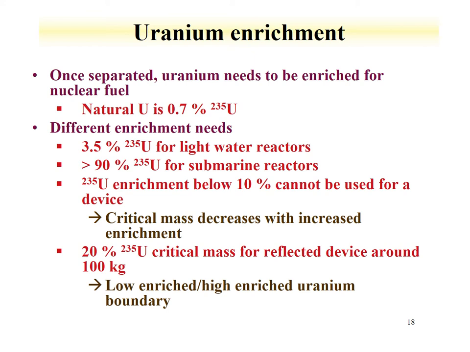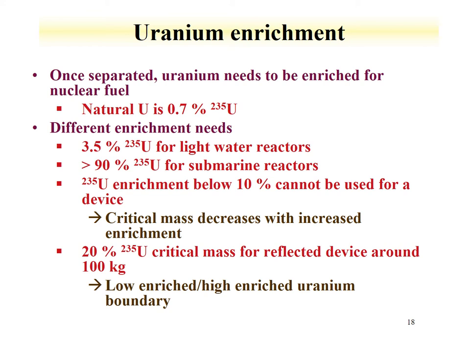Right, so we went over how to separate uranium from the ores and how to purify the uranium from those ores. Now we have a system where we need to enrich our uranium. If we remember, natural uranium is only 0.7% uranium-235. Depending upon what the needs are, for instance, a light water reactor, where we need 3.5% enriched uranium-235, or for a submarine reactor, over 90% enrichment, a process is going to need to be used that takes that uranium from 0.7% uranium-235 to the desired percentage of uranium-235.